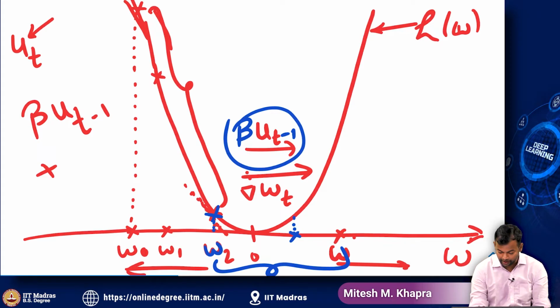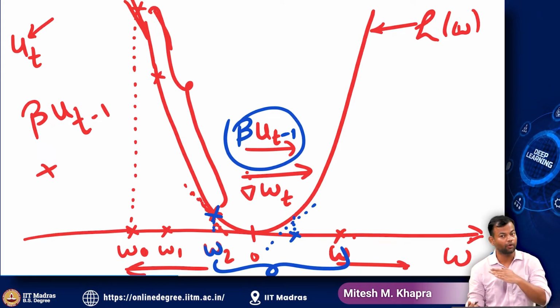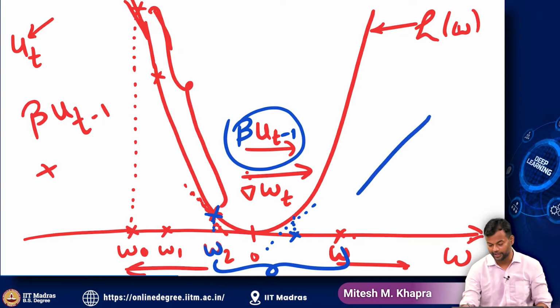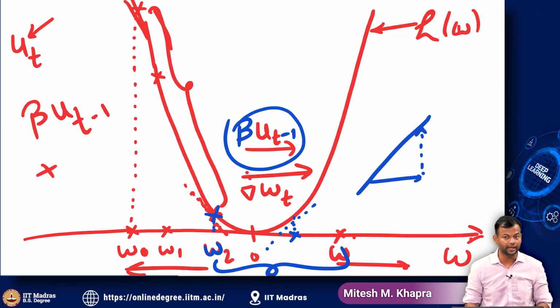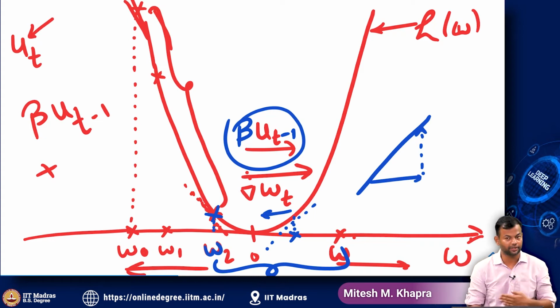And now you can see if I compute the derivative at this point, then my slope is now positive, because in this region, as my W is increasing, my loss is also increasing. So this is a positive slope. So that means I'll be asked to go in this direction.